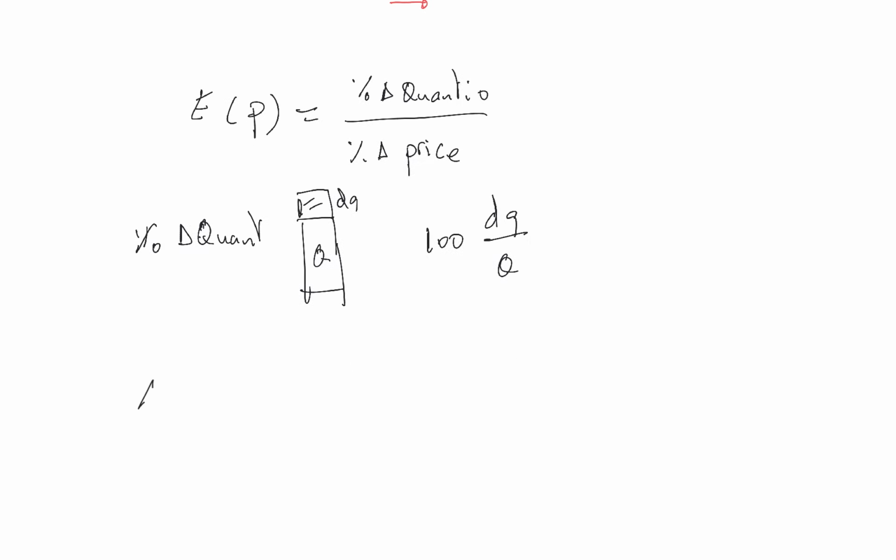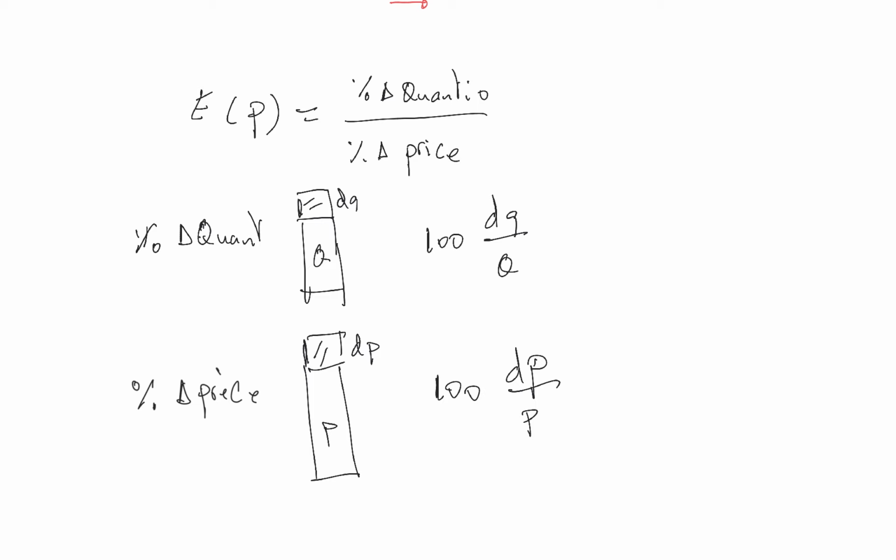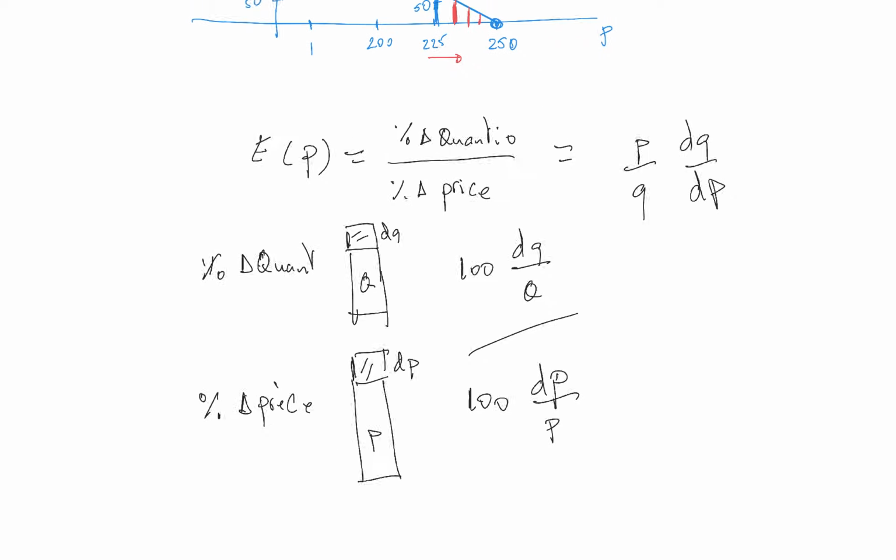For the price, it happens to be the same equation. The percentage of change in the price: this is the price P, and you make a change, delta P. So the percentage of change is dP divided by P multiplied by 100. If I divide these two, we have dQ divided by dP, the 100 cancels, and we will have P divided by Q. So this is the equation for the elasticity.